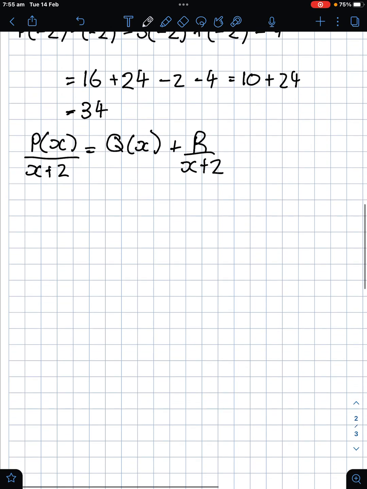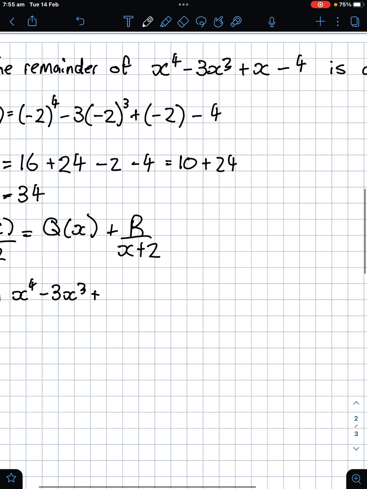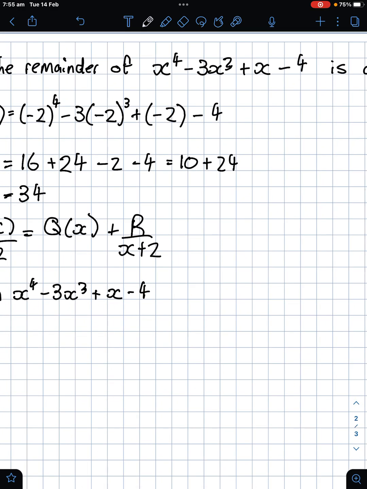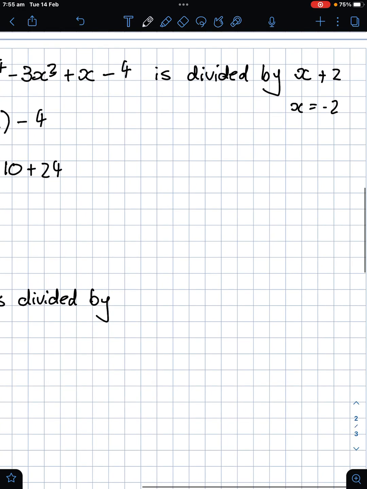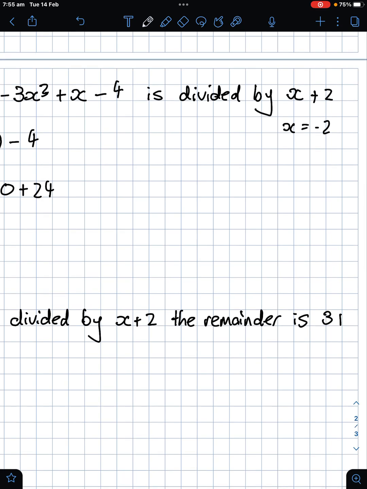I will quickly write that out, but if you wanted to stop the video, you can. When x to the power of 4 minus 3x cubed plus x minus 4 is divided by x plus 2, the remainder is 34. Cool.